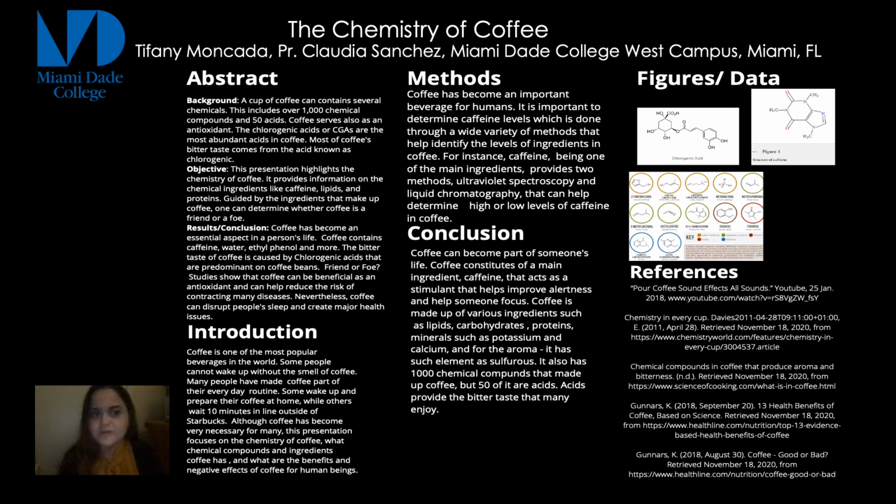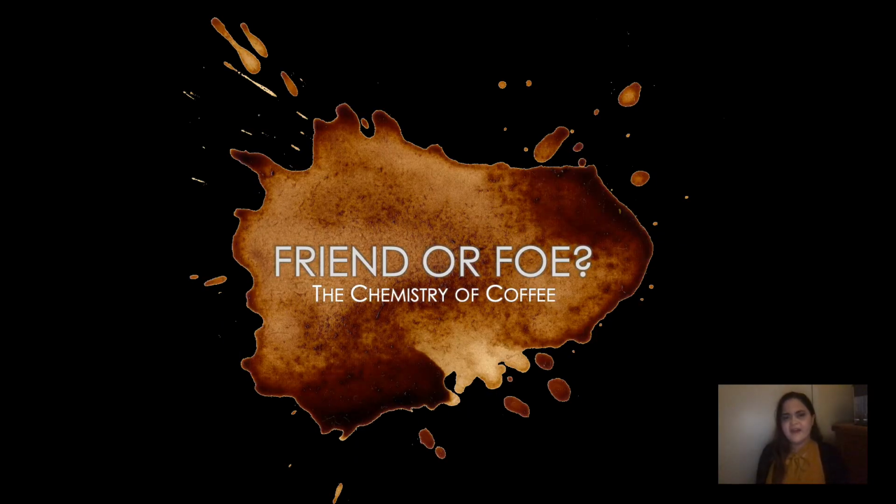But let's take a close look at the chemistry of coffee. And let's learn a little bit more about what components make up coffee. Is coffee an enemy or a friend to us? Many studies have shown that coffee can be very beneficial to us. For example, it can help lower the risk of getting diabetes, something that is very common in the United States.